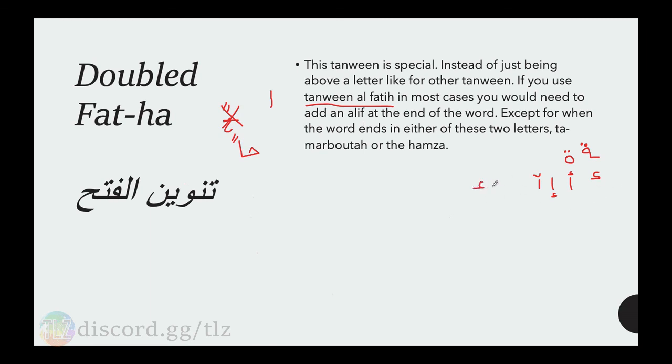So what that would look like is this would be the hamza, right? And you would just add it normally, like you would any other tanween, like how you would add tanween dhamma, tanween kasra. You would just add it onto the letter, and you would not add on an extra alif. You just add it on normally. And same for this one, you just add it on normally.